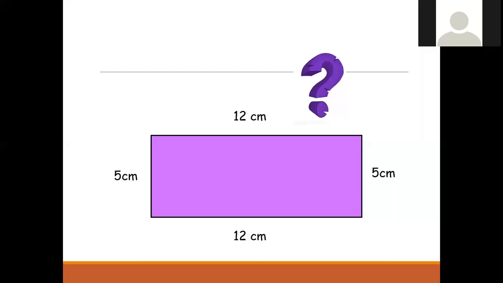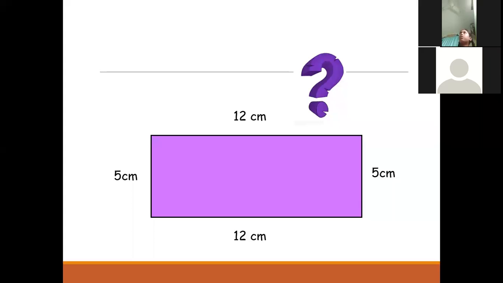Now my question is, when a rectangle is given, do we always have to add all the four sides to give the answer? Is any other easy method there? Yes, sir. Can you tell me what is that easy method? Sir, first we should multiply the number by 2. Like 5 centimeters into 2 is 10 centimeters. And 12 centimeter plus 12 centimeter is 24 centimeters. So we should just add the 24 centimeters and the 10 centimeters.